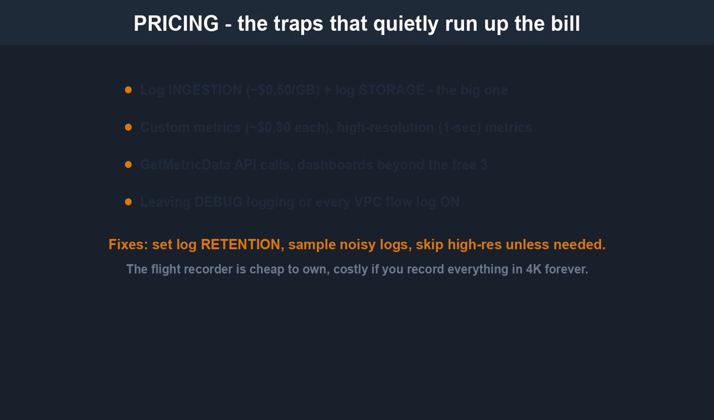Let's talk cost, because CloudWatch bills can sneak up on you. The big driver is logs, ingestion at roughly 50 cents a gigabyte, plus ongoing storage. Then custom metrics, high-resolution 1-second metrics, GetMetricData API calls, and dashboards beyond the free 3. The classic trap is leaving DEBUG logging on, or shipping every single VPC flow log, which can dwarf your compute bill. The fixes are simple: set log retention so old logs expire, sample your noisiest logs, and skip high-resolution metrics unless you truly need them. The flight recorder is cheap to own, expensive only if you record everything in 4K.